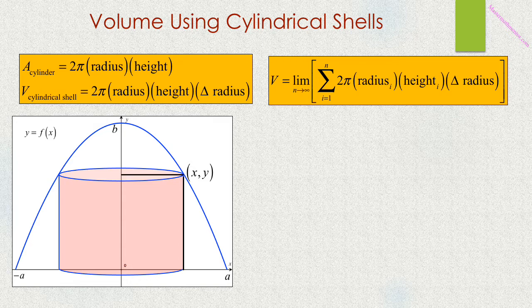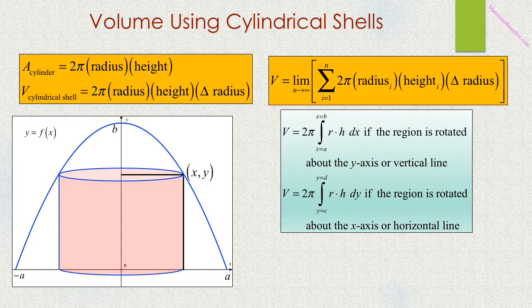Therefore, the total volume of the curve rotated about the y-axis is the limit as n approaches infinity of the summation i equals 1 to n of 2 pi times the radius i times the height i times the change in radius.